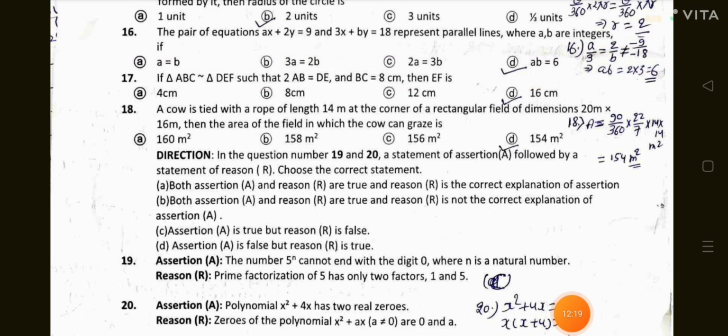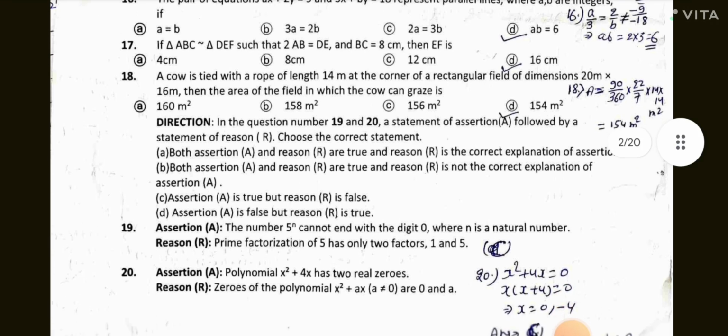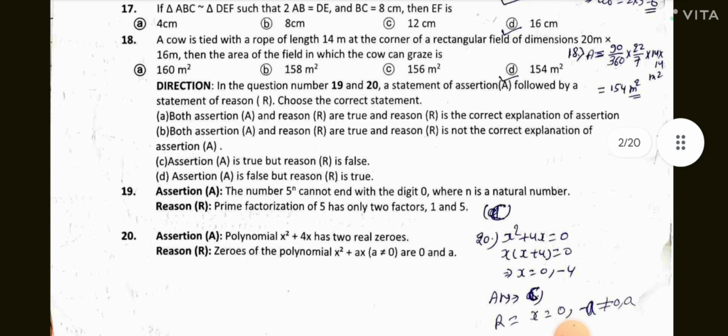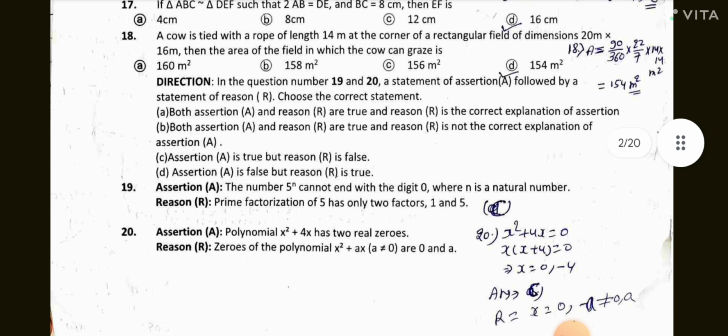Question 18. A cow is tied with a rope of length 14 meter, means radius is 14 meter, and you know that each angle of a rectangle is 90 degree, so theta will be 90. So here area is theta by 360, means 90 by 360 into pi r square, and if we simplify it, it will be 154 meter square. So the right answer is 154 meter square for question 18.